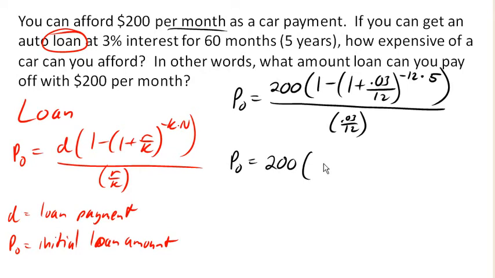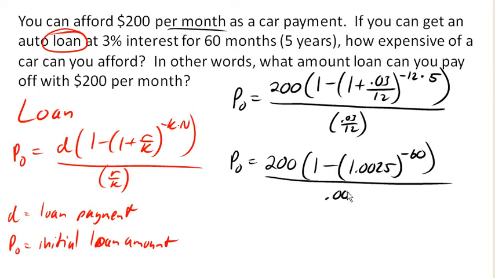So I could go ahead and evaluate 0.03 over 12, which is 0.0025. Negative 12 times 5 is negative 60, and this is 0.0025. And so now I just need to evaluate this to figure out the amount of my loan. I'm going to skip the calculator this time, and it turns out that the answer is $11,120 loan. So that's how much loan I can afford.